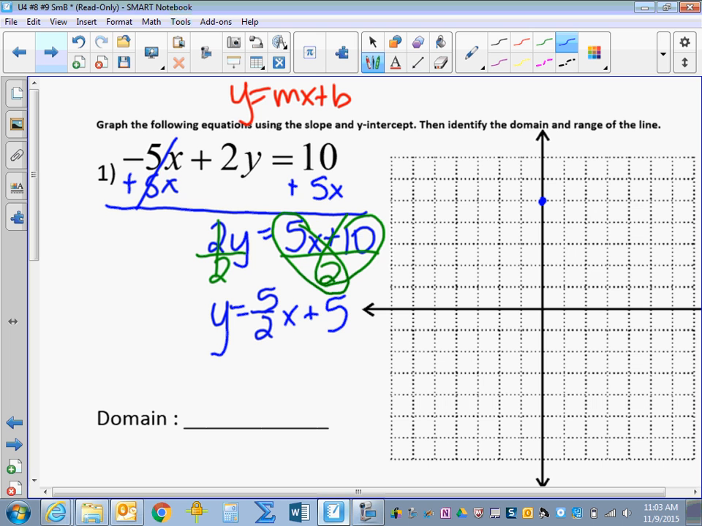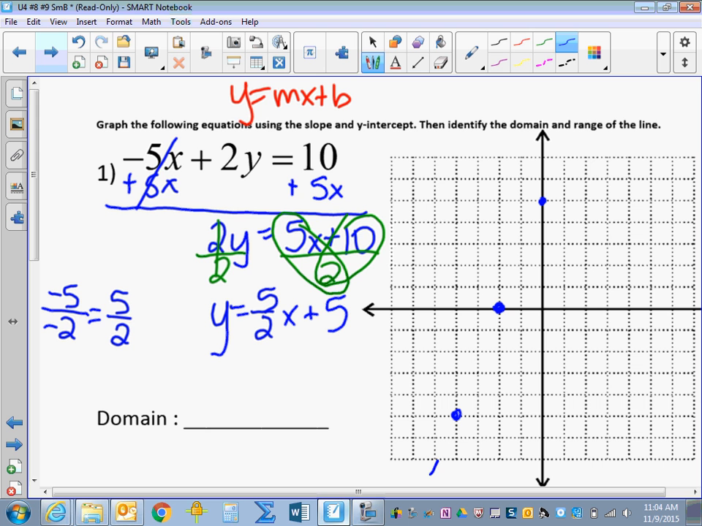If I try to go up 5, I'm already off my graph. So instead of going up and to the right, let's go down and to the left. So down 1, 2, 3, 4, 5. To the left too. Why was I allowed to go down and to the left? Because we went to the left and not the right. And so eventually it's the same thing. It is the same thing, because down 5 would be negative 5, and to the left 2 would be negative 2, which simplifies to be a positive 5 halves. And so again, down 5 to the left 2.